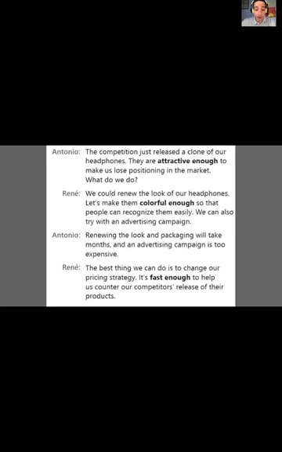Renewing the look and packaging will take months. And an advertising campaign is too expensive. The best thing we can do is to change our pricing strategy. It's fast enough to help us counter our competitors' release of their product. And I repeat. Product.